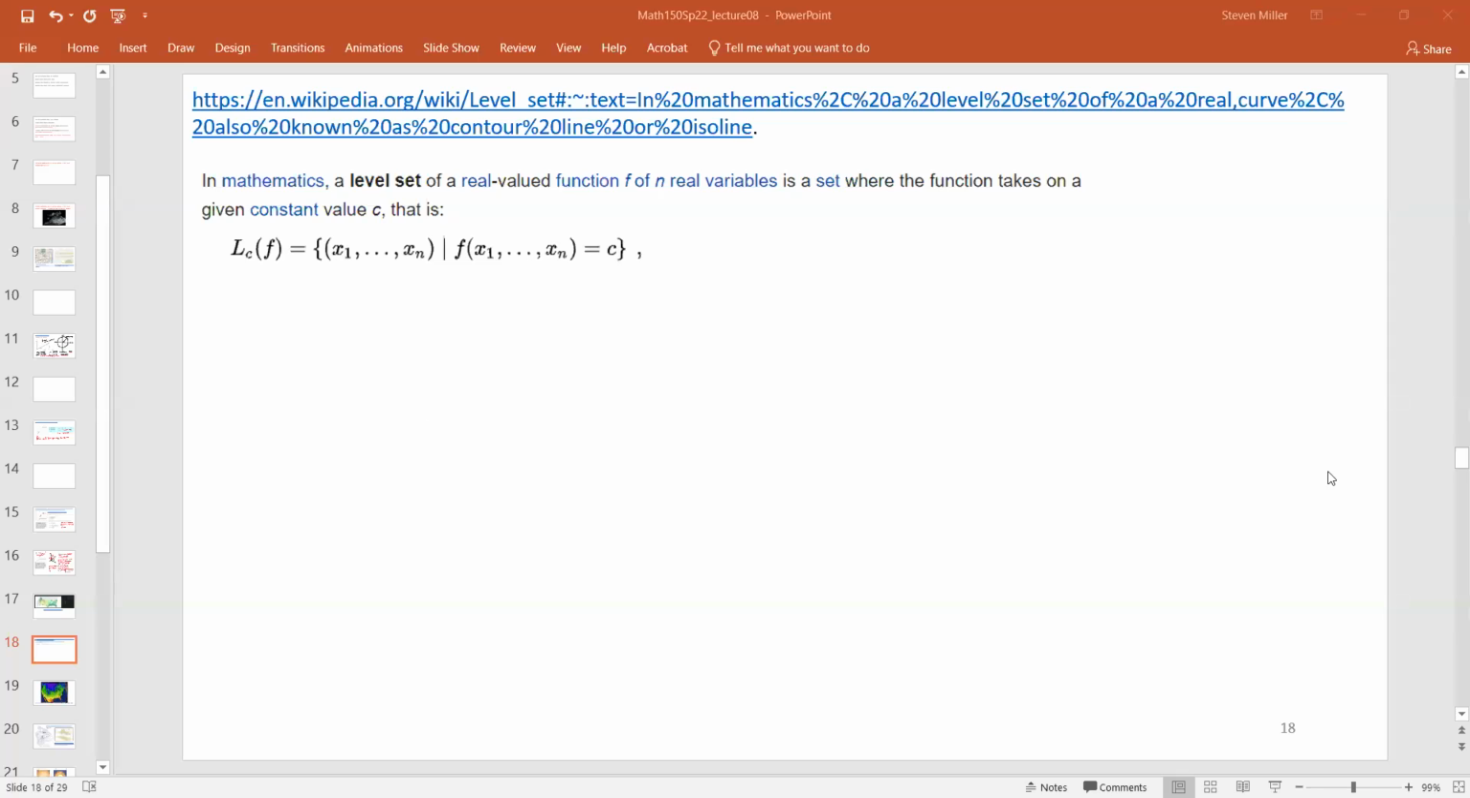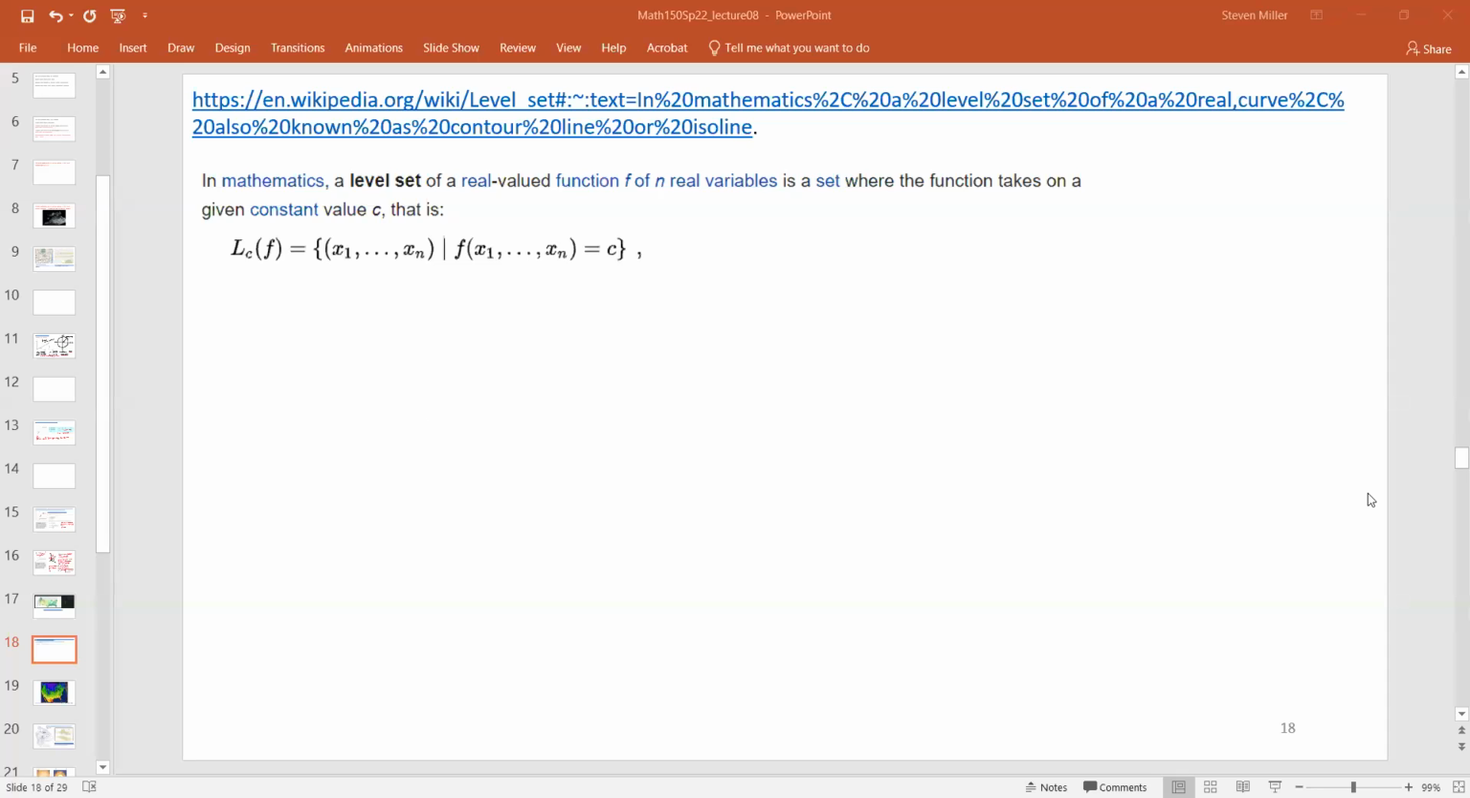Okay, so here's the definition of level set. A level set of a real valued function f of n variables is the set of all inputs x1 through xn such that the output takes on a certain special value. So the level set of height c, which we denote L sub c, is all inputs such that f evaluates to c. You want to have good notation.